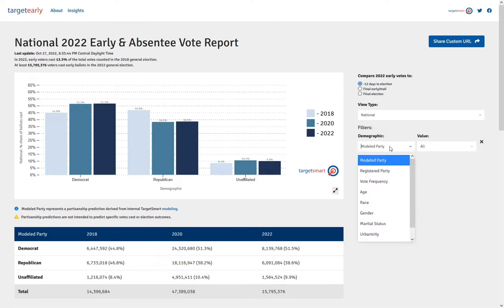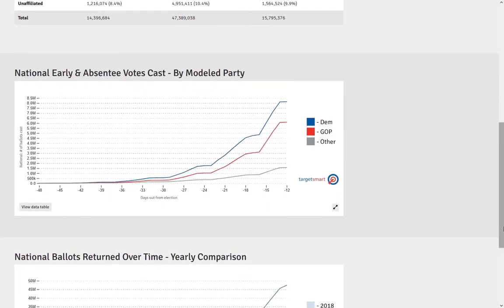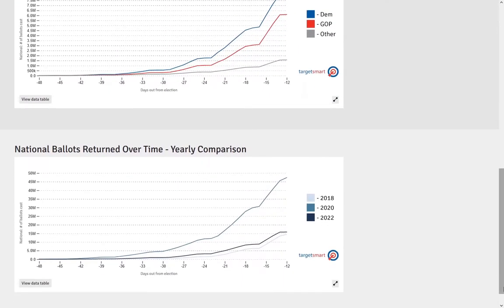And down below here, you can switch the demographic. Right now it's on modeled party. But they also have vote frequency, age, race, gender, etc. And then down below here, there's a graph showing you the cumulative totals over time until the election. So it's easy to spend a lot of time on here, but we could also switch over to NBC News.